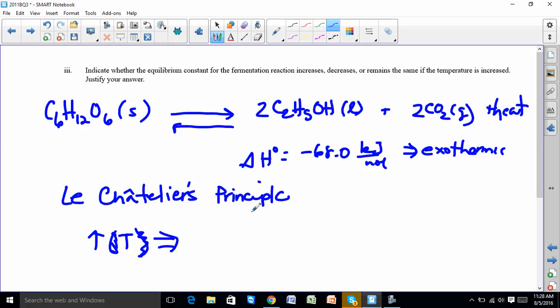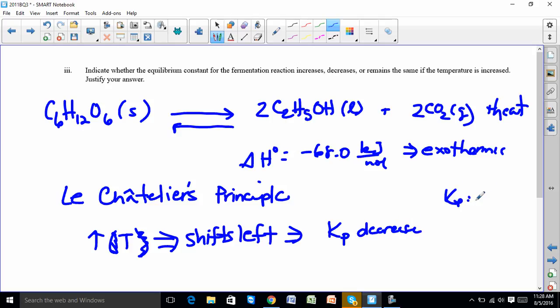It tries to undo that stress by becoming colder, and this causes it to shift left. And because it shifts left, Kp decreases. Why? Because the equilibrium constant is the stuff on the right, to some power, over the stuff on the left, to some power. If the right is going down and the left is going up, the equilibrium constant would decrease.